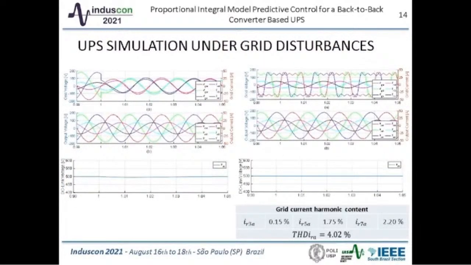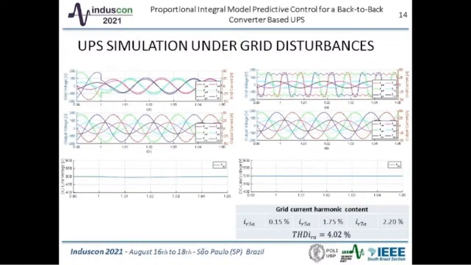In a second moment, the UPS is tested with grid disturbances. First, a 50% voltage sag is applied to the grid at 1 second of simulation, and as we can see, the control senses the voltage variation and demands a higher current from the grid, maintaining the power constant so that there is no significant change on the output waveforms. Then, a highly distorted grid voltage supplies the UPS. Again, the controlled variables are synthesized with proper THD levels, and in both cases the DC bus voltage is kept regulated.